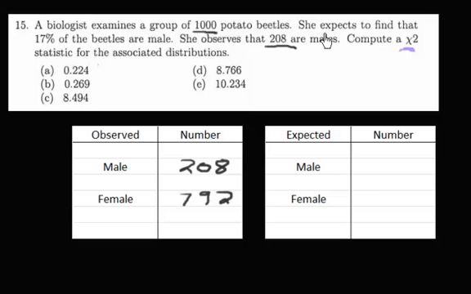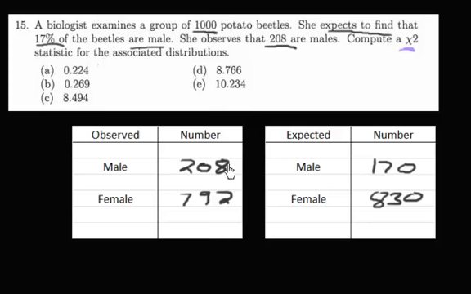Now she says she expects to find 17% to be male. But you're not going to put 17% here because that's not matching the type of numbers we have over here. So instead, what is 17% of 1,000? And that's 170 males. So now if there's 170 males, that would mean there would be 830 females. Okay, so now we have our expected table and our observed table.